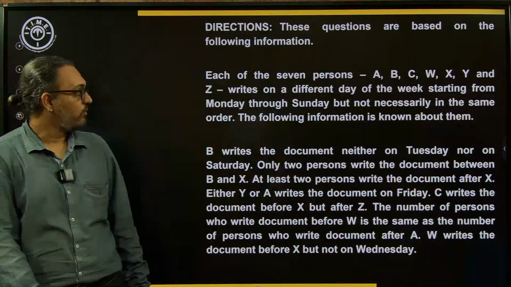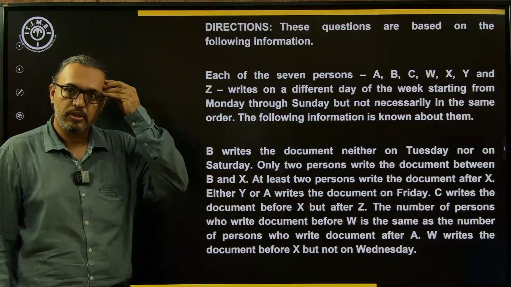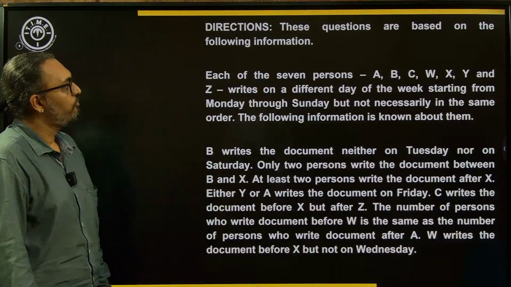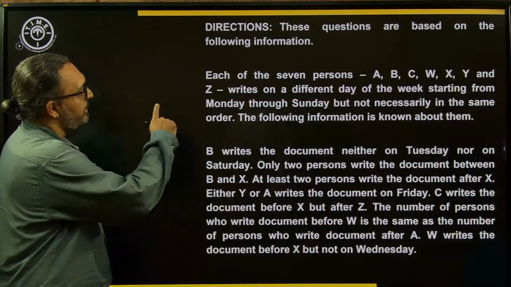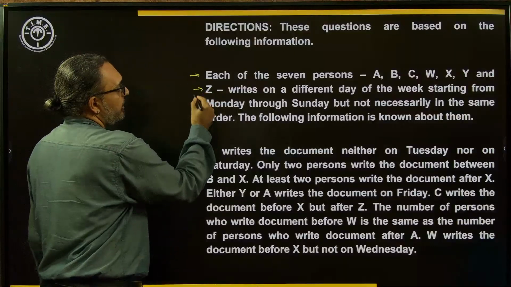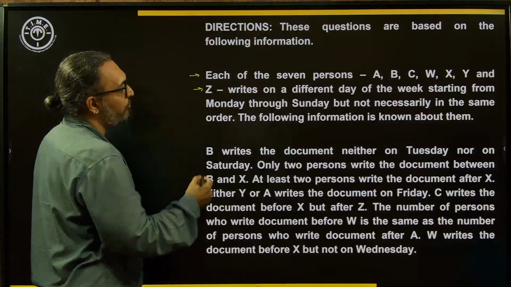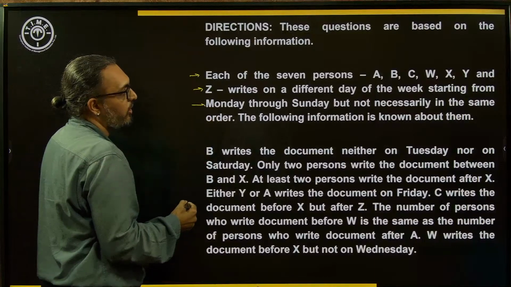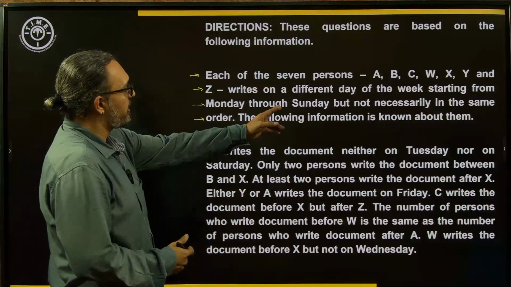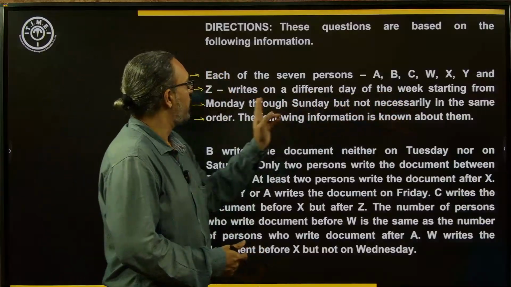Okay, so now let's look into the questions. Right, so these questions are based on the following information. It says each of the 7 persons, A, B, C, W, X, Y, and Z, writes on a different day of the week starting from Monday through Sunday, not necessarily in the same order. The following information is known. So it says writes on a different day of the week starting from Monday to Sunday.